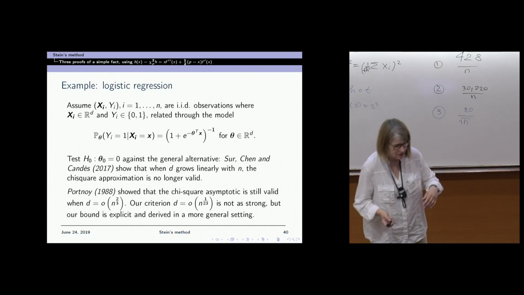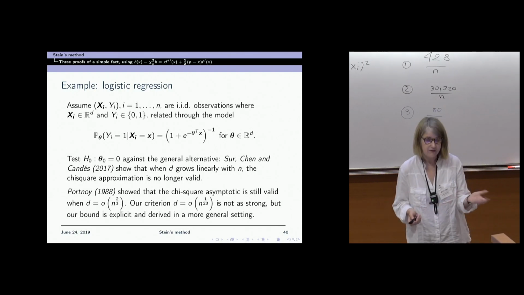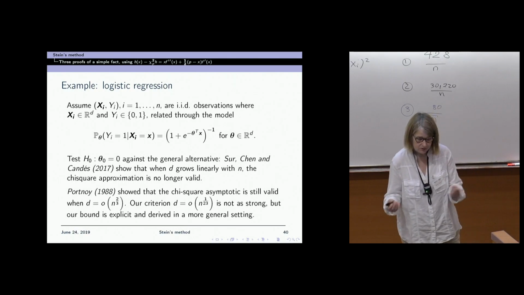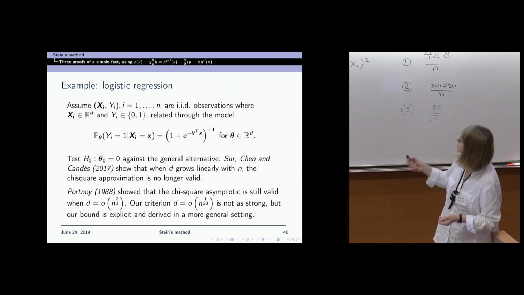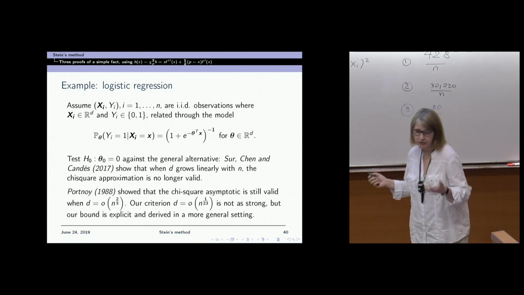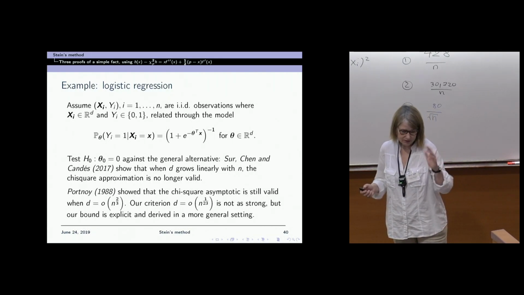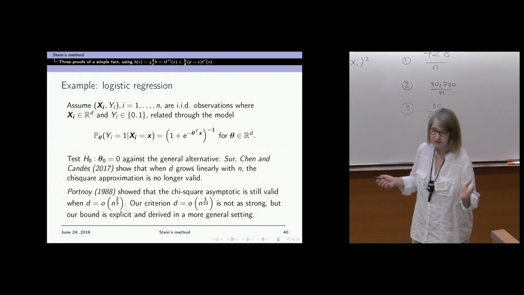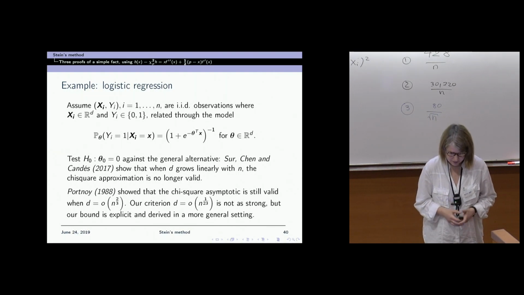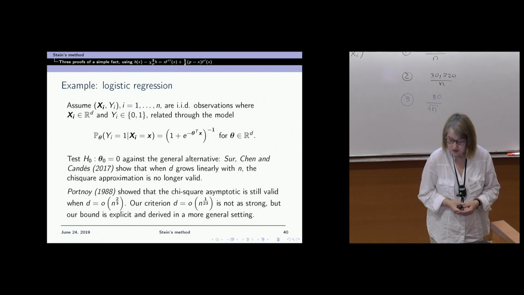So logistic regression means that you have IID observations, so the xi's are vectors in R^d, and the yi's are a binary outcome, so 0 or 1, and we relate them to this regression model: the probability that yi is 1 given the explanatory variables x is 1 over 1 plus e to the minus theta transpose x, for theta in R^d. And we can test just a simple test that theta naught is identically 0 against the general alternative.